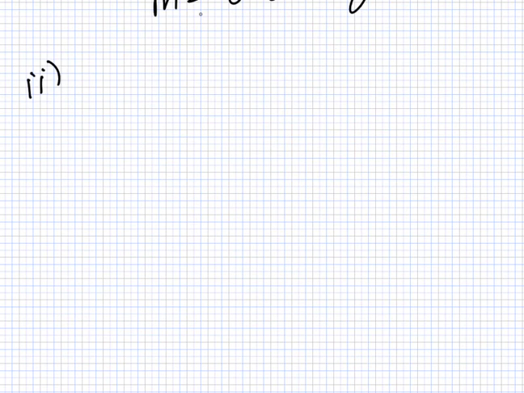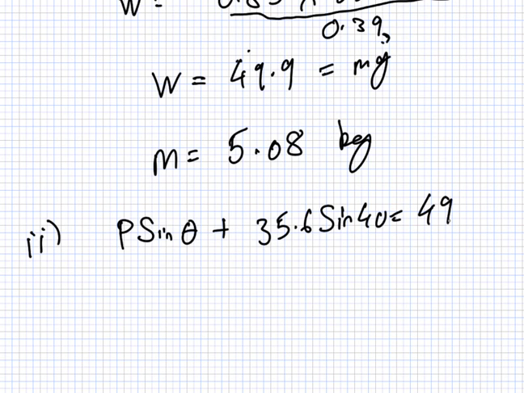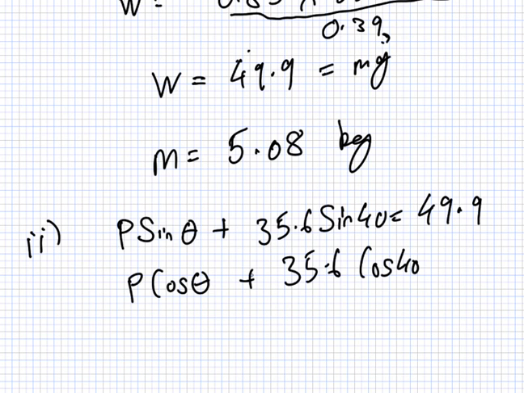What was my first formula? P sine theta plus Q sine 40, 35.6 and 40, equals W, which I know is 49.9. And then the other one is P cos theta plus 35.6 cos 40 equals 0, or minus 0. Oh, you took it over to the left, yeah. Or it just equals to each other. Just equal to each other, yeah.